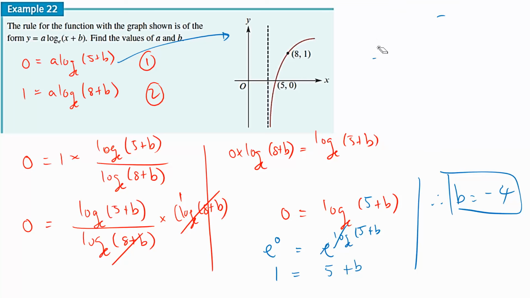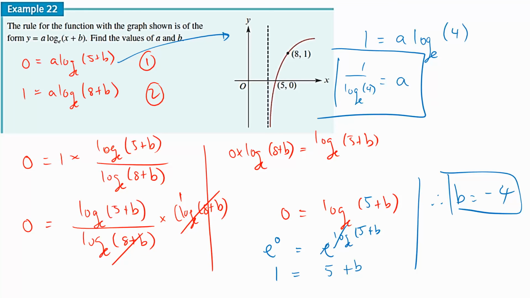That's weird. I wonder if this one works out then. Log e of 8 minus 4 is 4. Oh, okay. I'm just trying to think why the first one didn't work out. Why didn't the first one work out? Right, ignore it. We found A and B. Okay, it didn't work for the other.